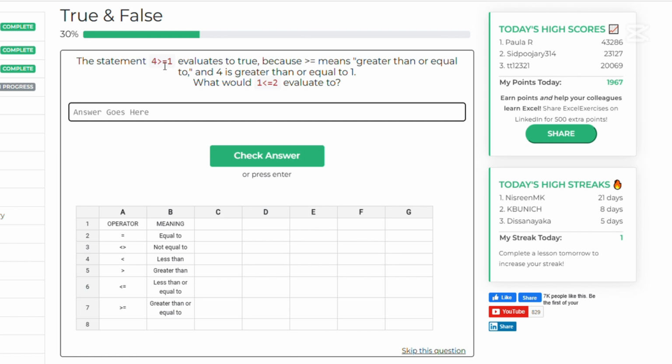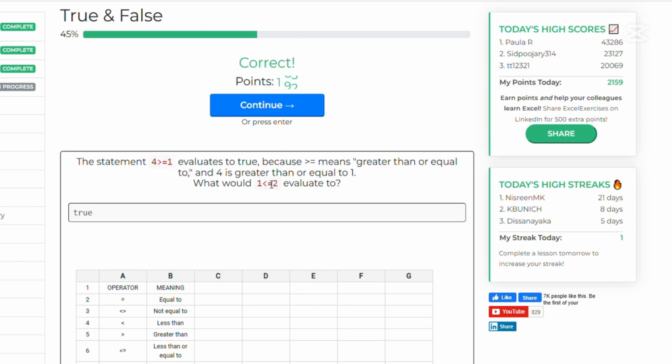The statement of 4 greater than or equal to 1 evaluates to true because that operator means greater than or equal to, and 4 is greater than or equal to 1. What would 1 is less than or equal to 2 evaluate to? Because 1 is less than 2.